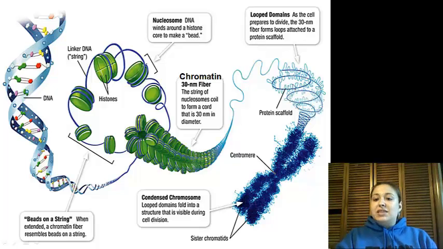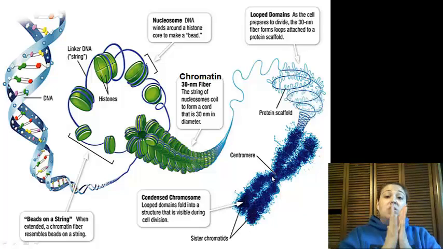Now, when the chromatin starts looping around and using protein scaffolding to loop and coil, it creates a chromosome. The center of the chromosome that holds together the sister chromatids is called the centromere. Then we have the 2 sister chromatids, again, one lower part and one upper part. That's one sister chromatid. And then another sister chromatid, one upper, one lower. They are exactly identical.